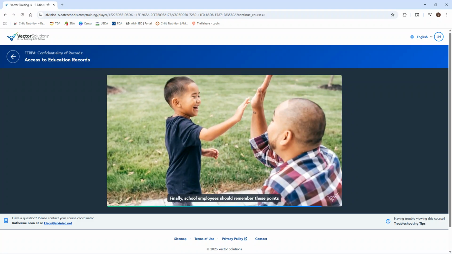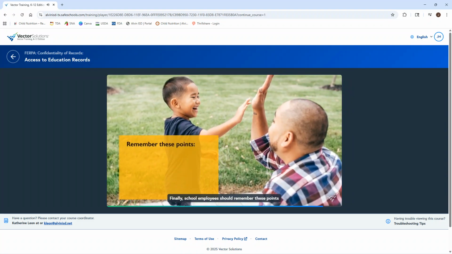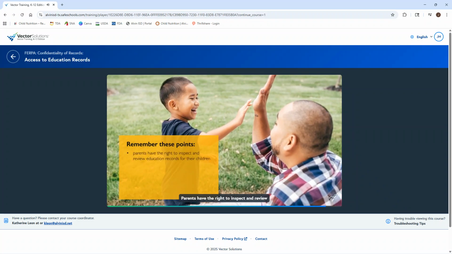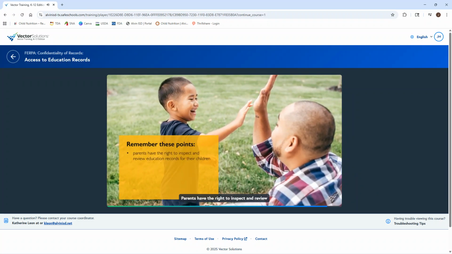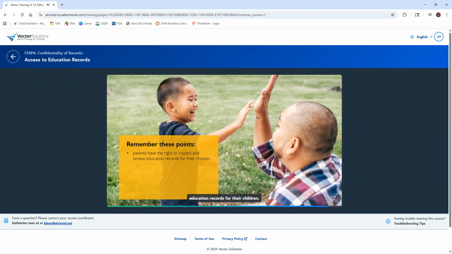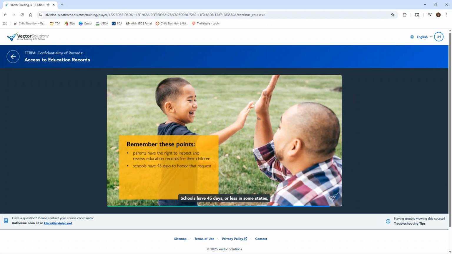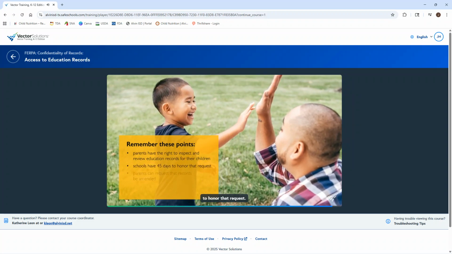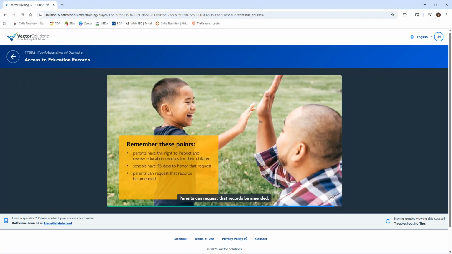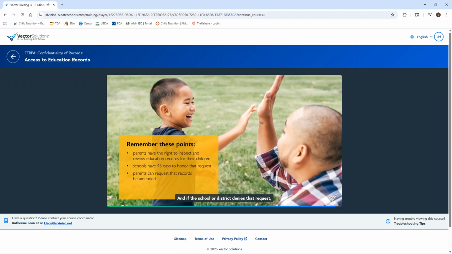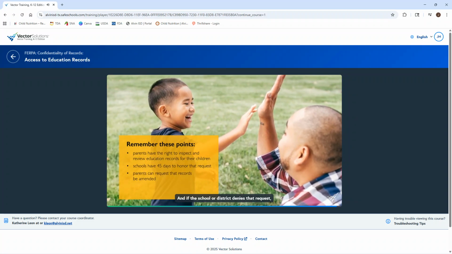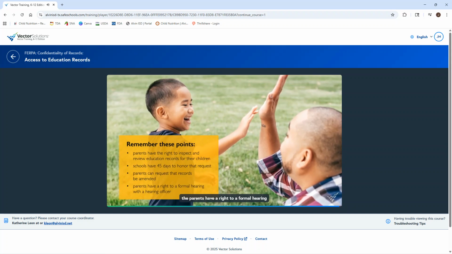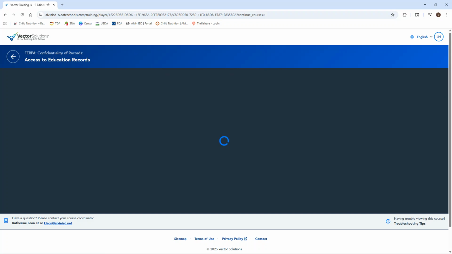Finally, school employees should remember these points about parents' rights to inspect and review records. Parents have the right to inspect and review education records for their children. Schools have 45 days, or less in some states, to honor that request. Parents can request that records be amended. And if the school or district denies that request, the parents have a right to a formal hearing with a district-appointed hearing officer.